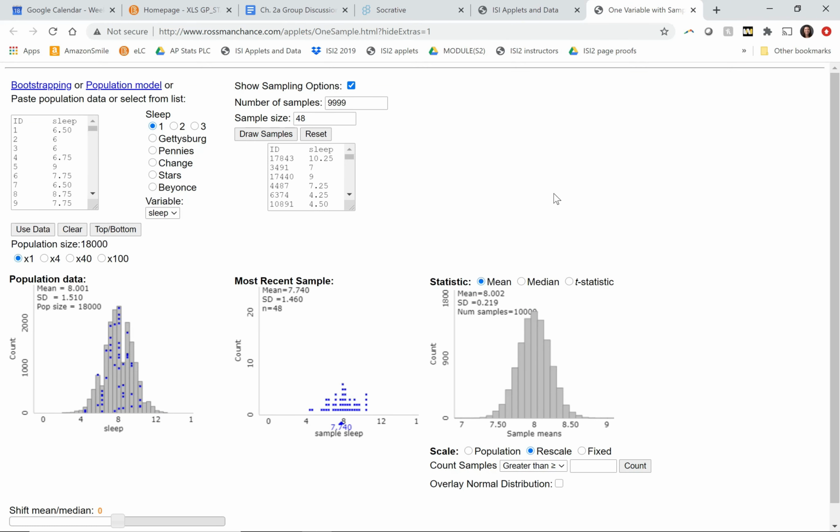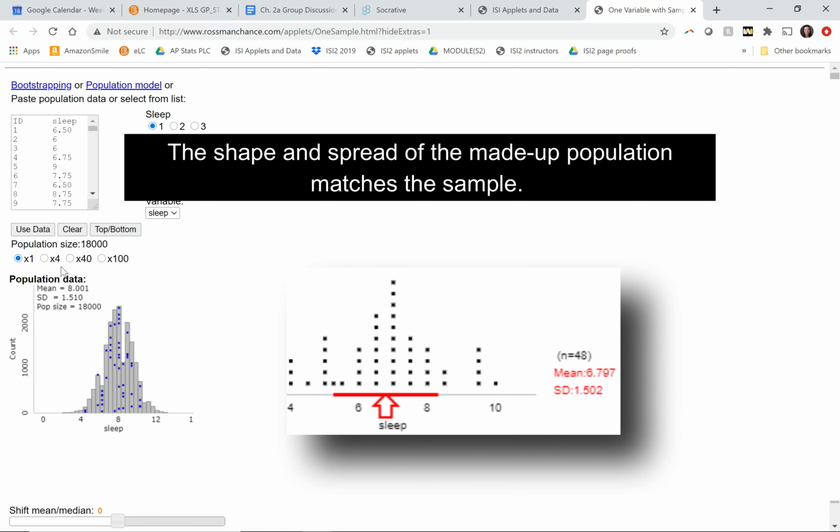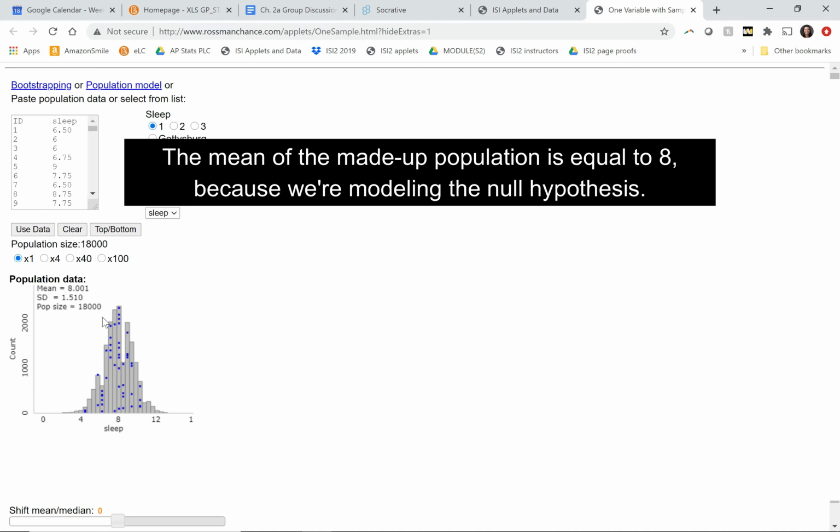So the first question asked whether the made-up population was appropriate, and the answer was yes. So if we look at the shape, center, and spread of this population, you'll notice that in a lot of ways it matches our sample data. So the spread of the distribution is very similar to our sample. Also, it has this sort of symmetrical bell shape like our sample does. But the difference is that the mean is equal to 8.